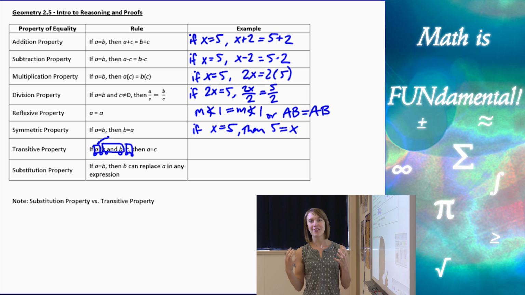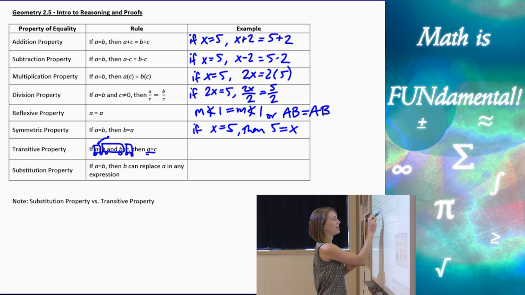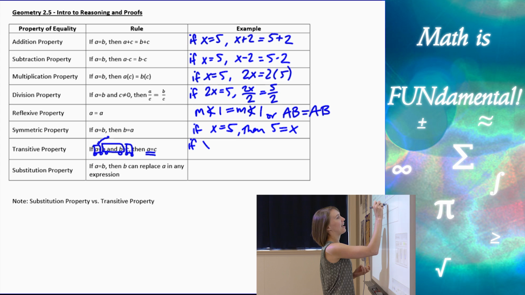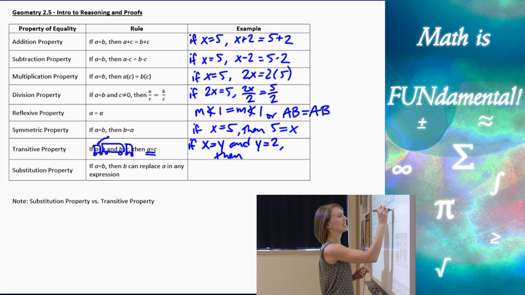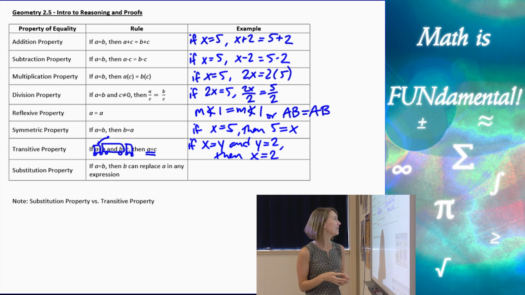And so with our little transitive train, we can kind of ignore the middle car and connect A to C because it's all in the same train. So that's how we get our transitive property. So here, if x equals y and y equals 2, then I can say that x equals 2.